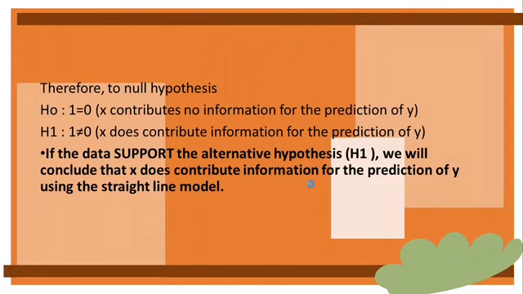Therefore, for the null hypothesis, H0: B1 equals 0, it means that x contributes no information for the prediction of y. And for H1, the alternative hypothesis, B1 unequal to 0, it means that x does contribute information for the prediction of y. So if the data support the alternative hypothesis H1, we will conclude that x does contribute information for the prediction of y using the straight line model.